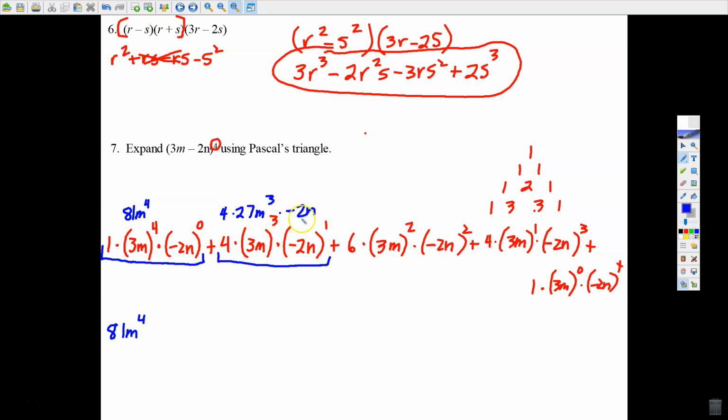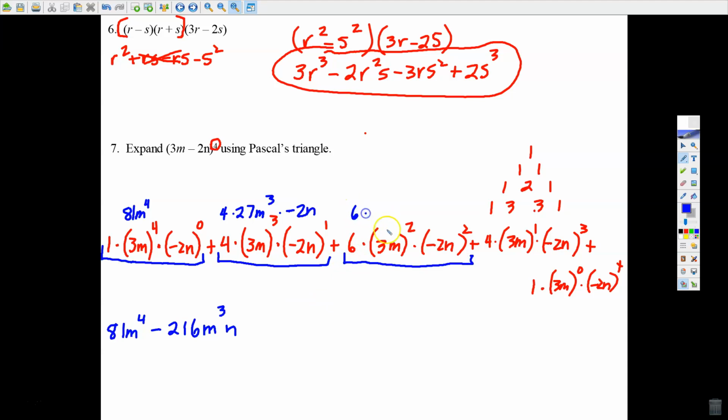Now I got to multiply all of this together. Okay, so you might want a calculator here. 4 times 27 is 108. And then we're going to do 108 times negative 2, and that's negative 216 m cubed n. All right, now let's move on to the next.